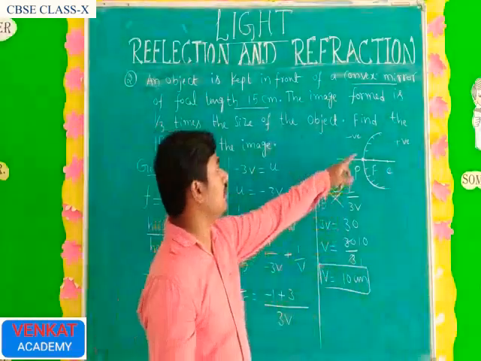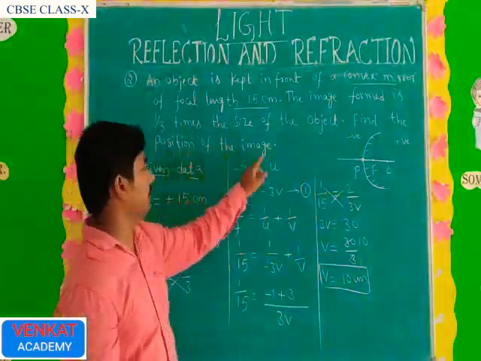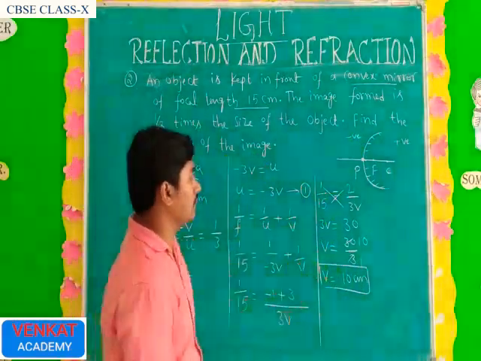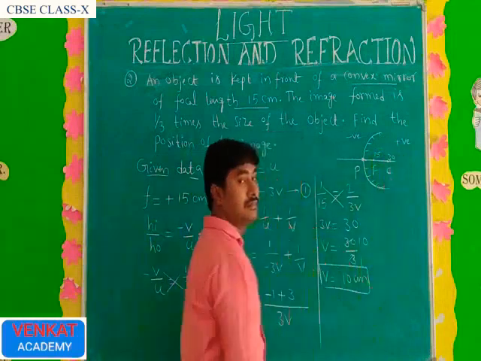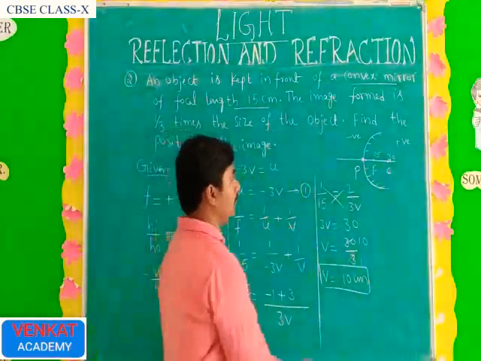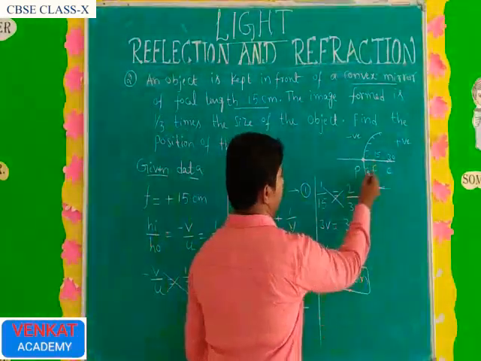What are they asking here? Find the position of the image. This is the position of the image. Where is the image here? Here the focal length is 15 and C is 30. Then where is the image? The image is formed between P and F, meaning at 10 here.